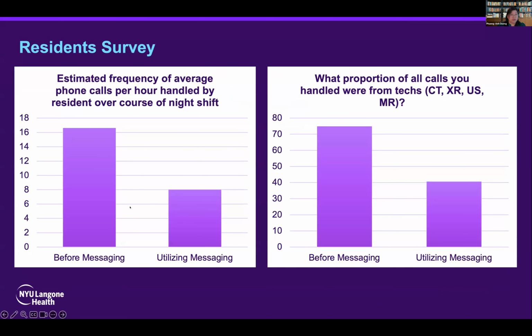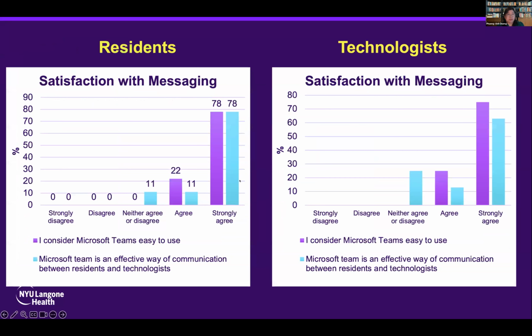So with the utilization of messaging, that went down to about 8 an hour, which is a lot better. Most of those calls were from the technologists. When they implemented this, they had the CT and MR technologists using the instant messaging. They hadn't had all of the modalities start using it yet. Even with that, it reduced the phone calls by nearly half.